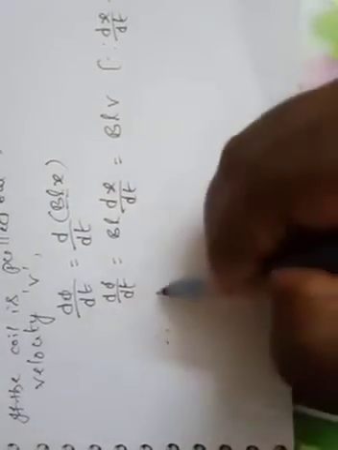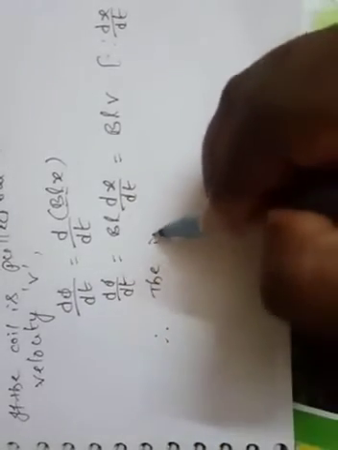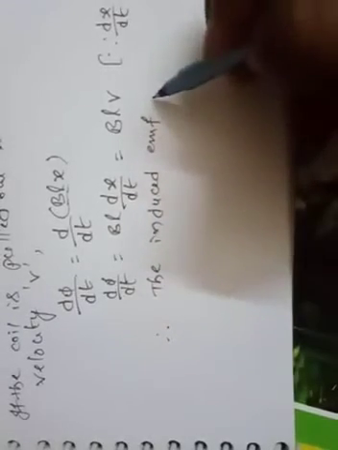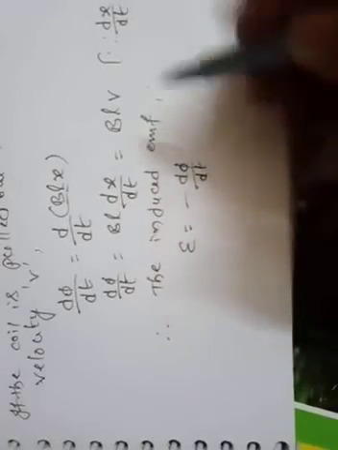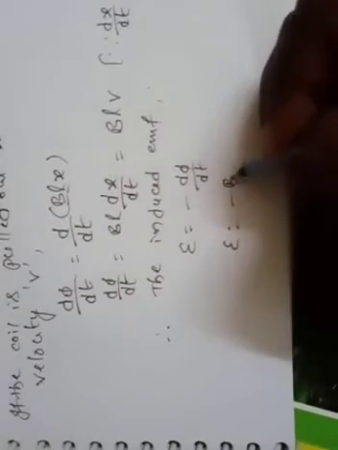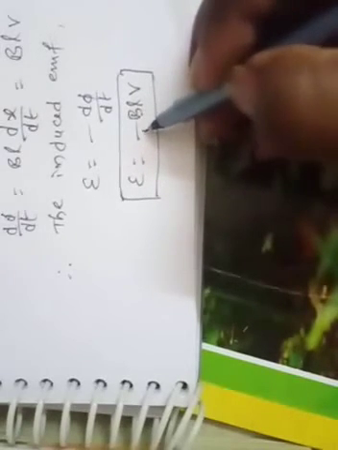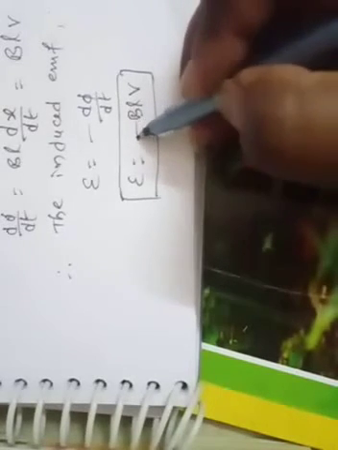Therefore, due to this change of the flux in the coil, the induced EMF is produced. So the induced EMF is equal to minus d phi by dt, which is equal to minus BLV. So what is the direction of minus? The minus indicates Lenz law. So the induced current is produced in such a way that it opposes the change in the magnetic flux, or the cause of it. So that is the indication of minus.